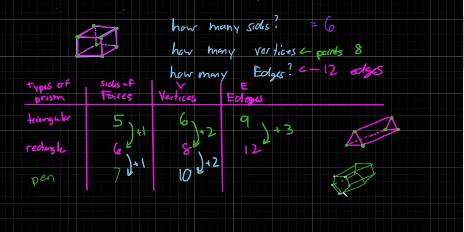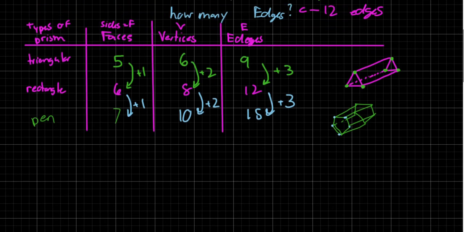How many edges does this have? 2, 3, 4, 5. How many does it have? 15. Yep, 15. Plus 3. This pattern keeps going on and on as you keep going up. For each additional face that we are getting with our prisms, the prism gains 2 vertices and 3 edges.